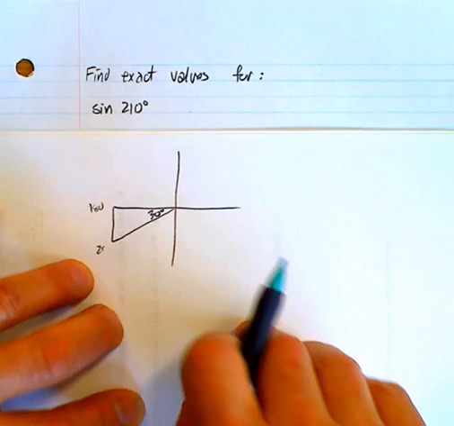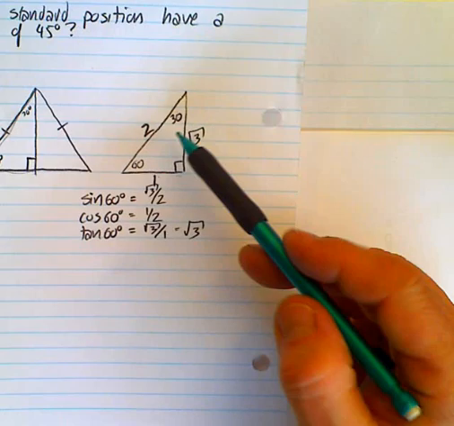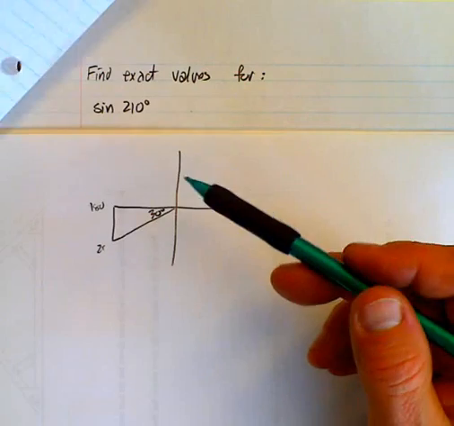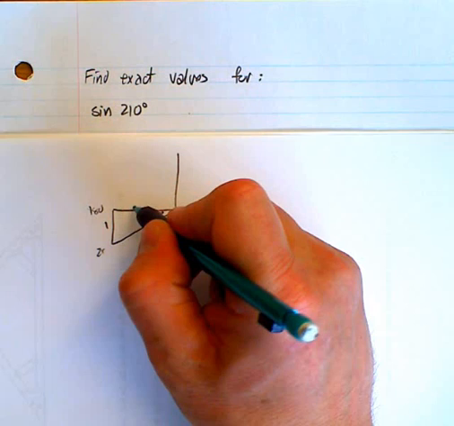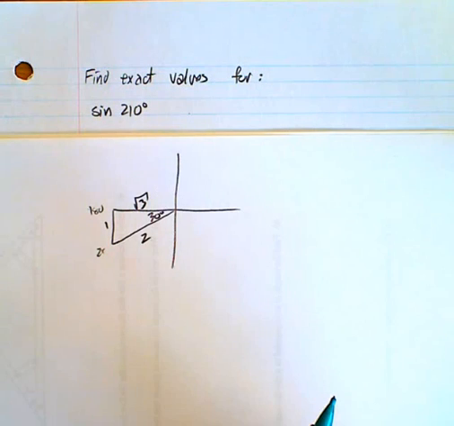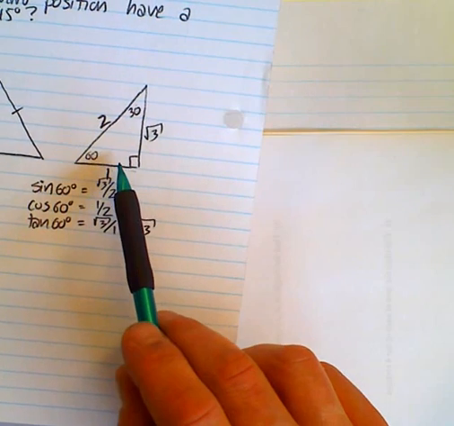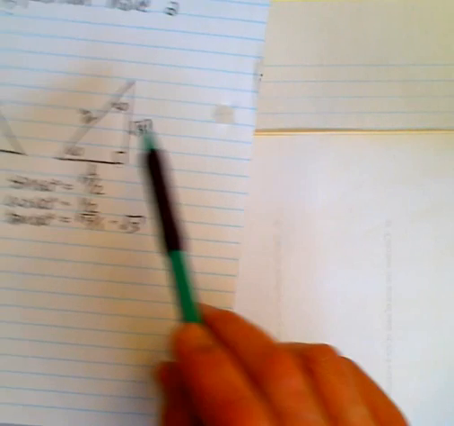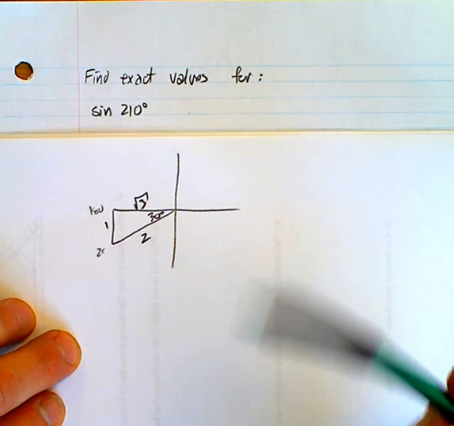Now, if you remember the 30-degree angle, look at this 30-degree angle here. The opposite side is 1, and the long side is 2. This side would be root 3. So it's just like this triangle, it's just in a different orientation, right? 30 degrees, opposite side is 1, hypotenuse is 2, the other side is root 3.